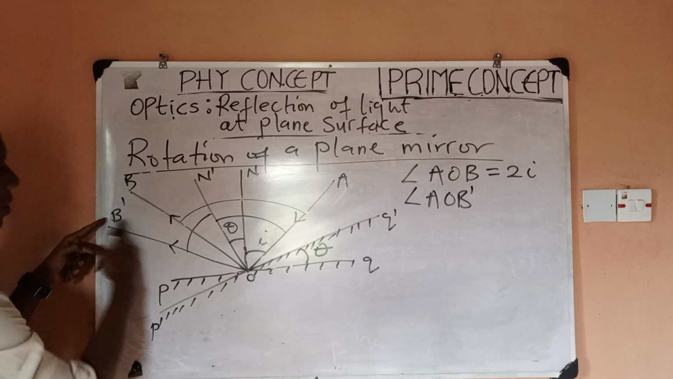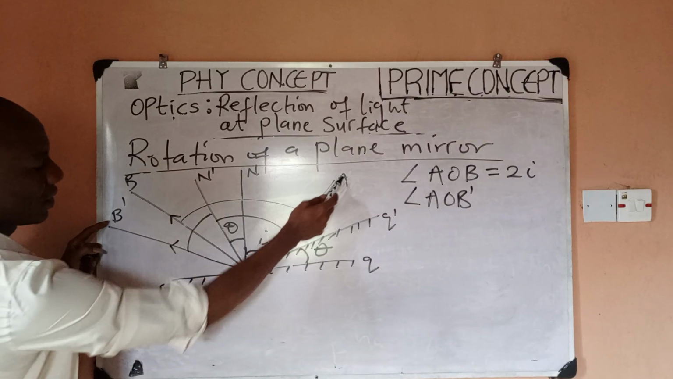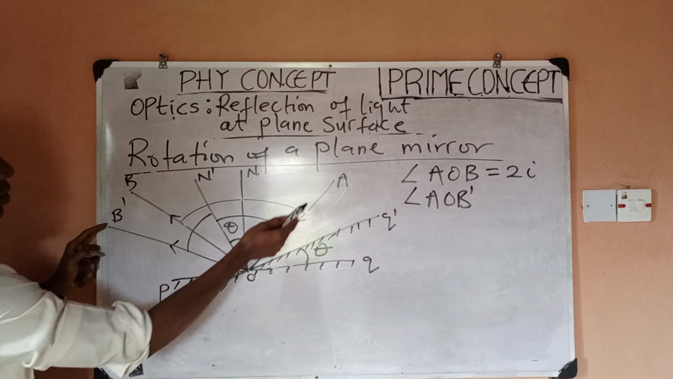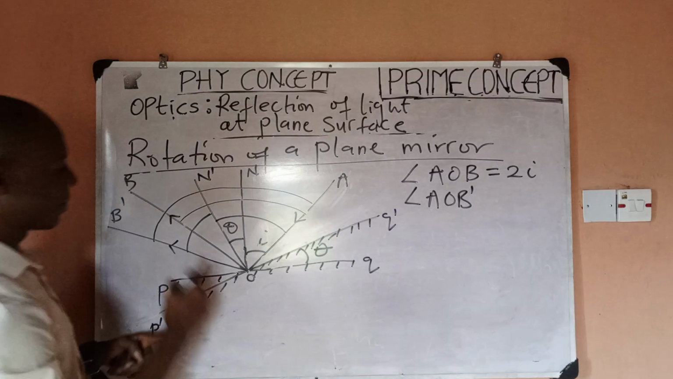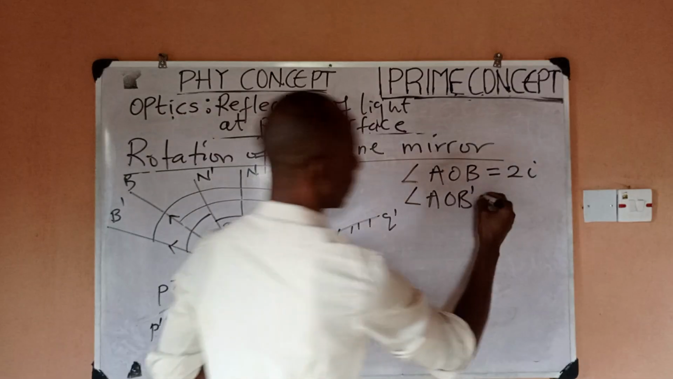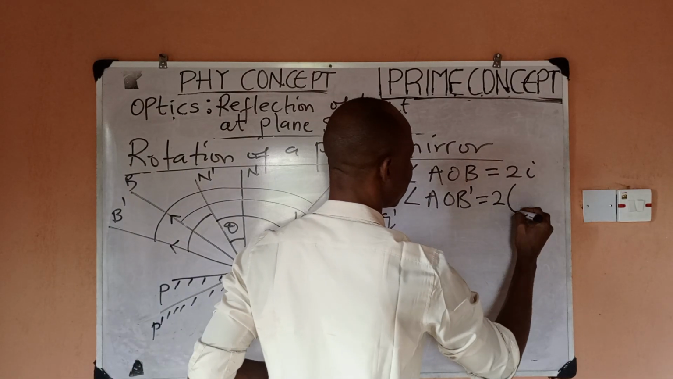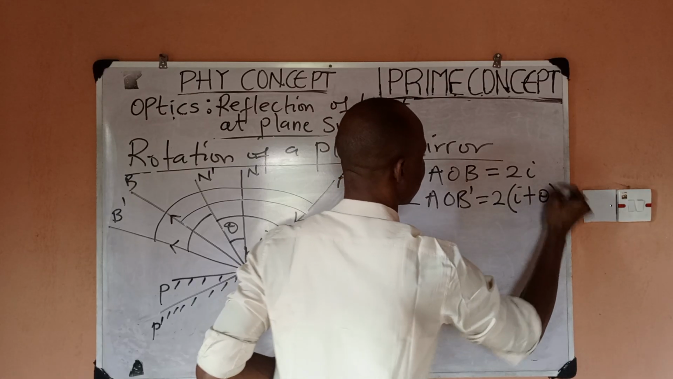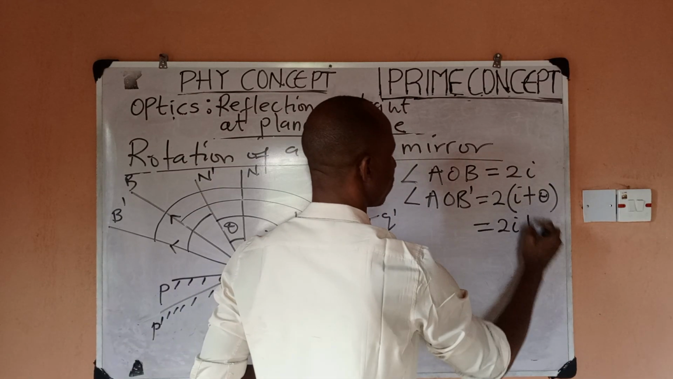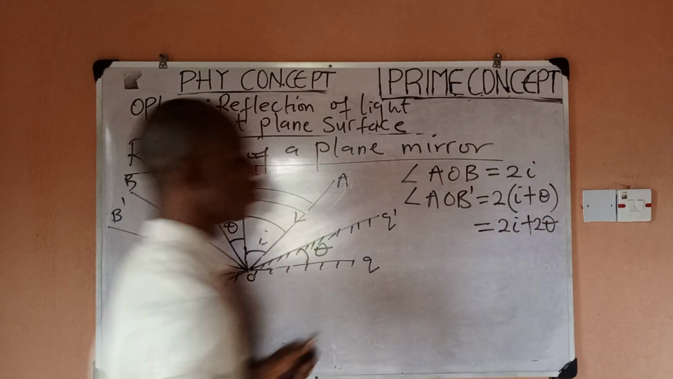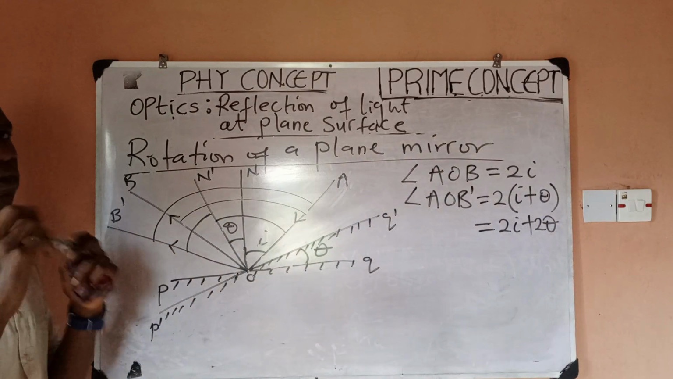On the other hand, angle AOB prime, that is this whole angle, what do you expect it to be? Of course, you're very correct, you expect it to be 2 times I plus theta. So when you open this, you get 2I plus 2 theta.